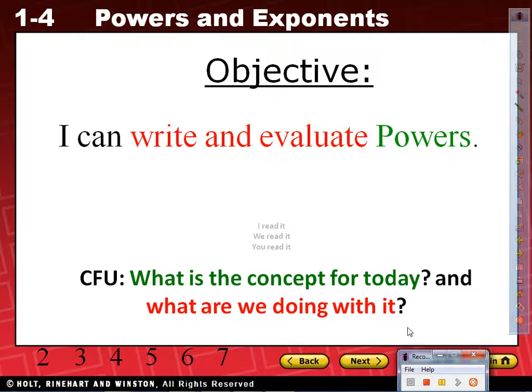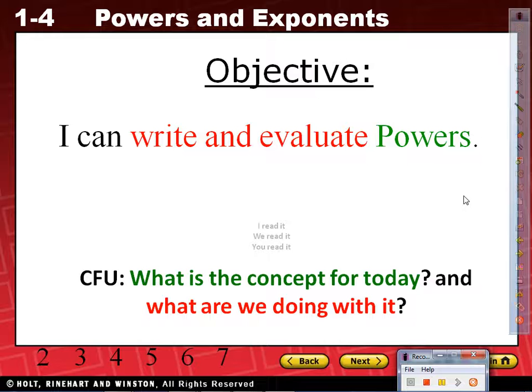What is the concept for today? Okay, powers. However, we already know what powers are. The only thing is we named them something different. So today I'm going to clarify that. So check this out. You only copy the objective at the bottom left for your Cornell notes.